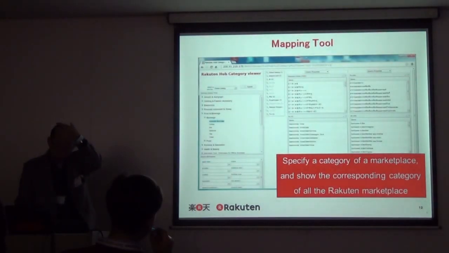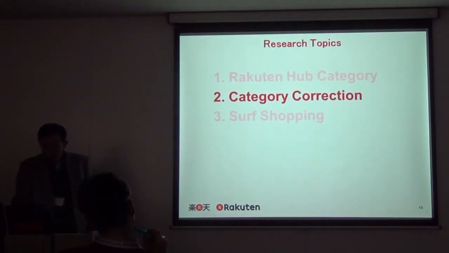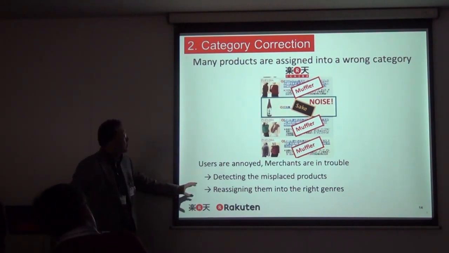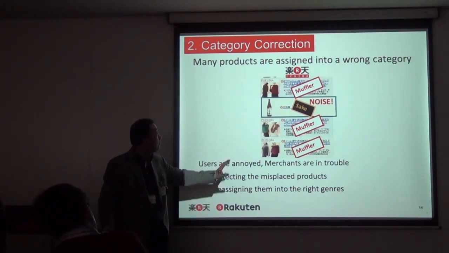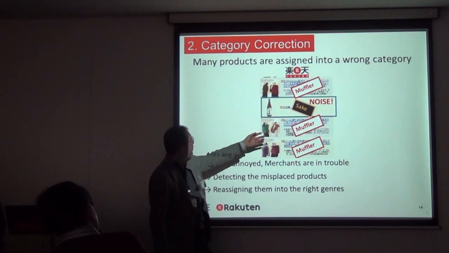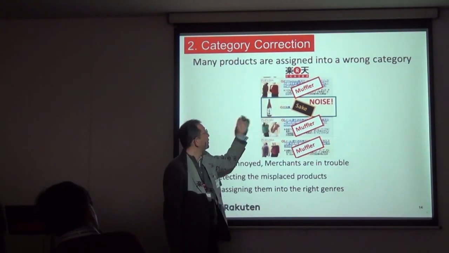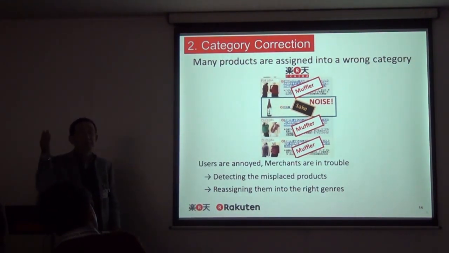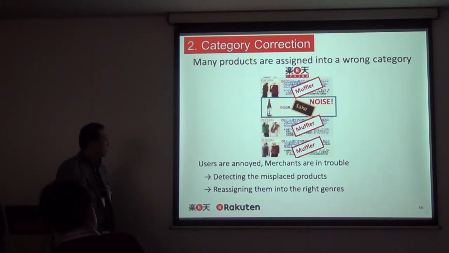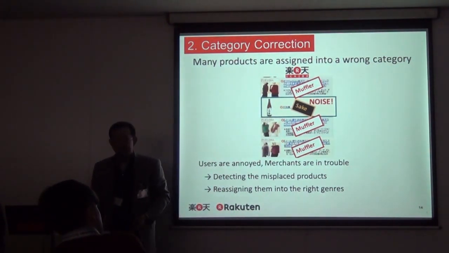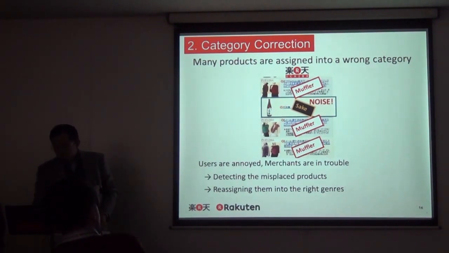Okay, so that's one topic we are working on. And the next one is category correction. As I said, there are 40,000 categories in Japan. Looking at the category, for example, you find this. This is actually happening. And unfortunately, there is a lot of noise like this. Maybe you experienced it. This is not good for the user, and this is not good for the merchant because you cannot sell Tengubai in the muffler category. So we try to fix this.